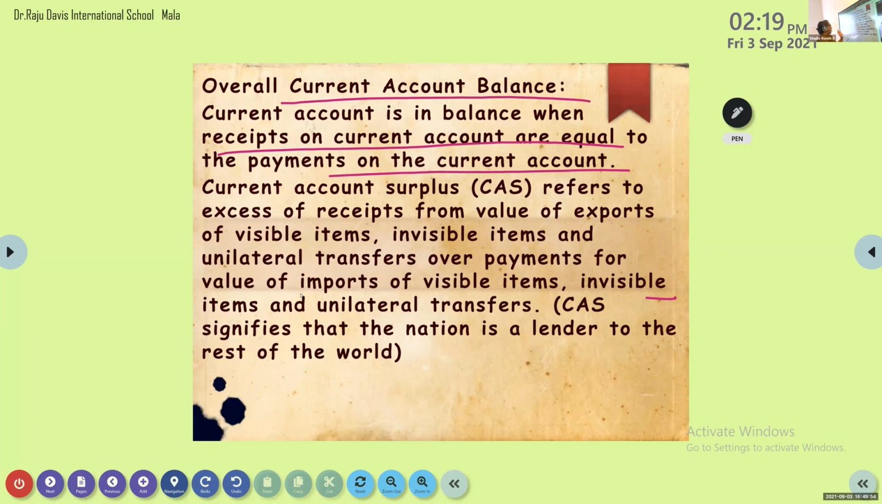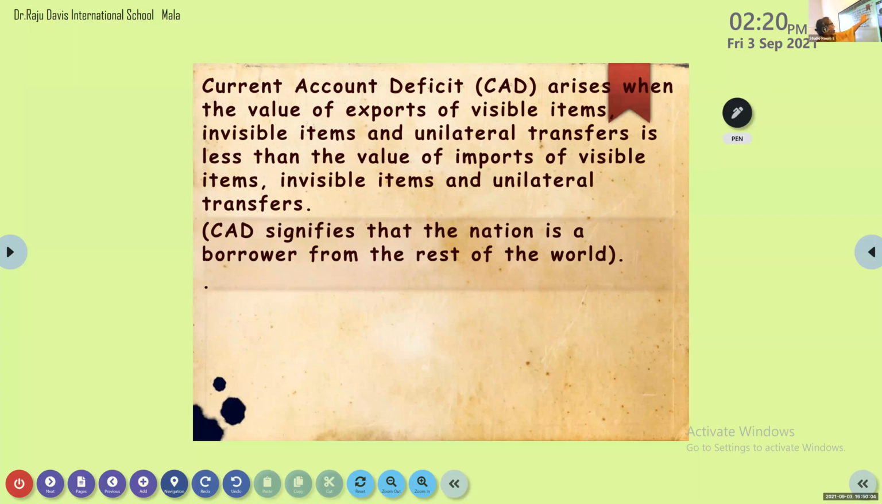Now next one is CAD, that is current account deficit. Current account deficit in the sense the value of exports will be less. Whatever we are receiving, receipts will be less than the payments. So the value of all the exports of visible item, invisible item, unilateral transfers will be less than the value of imports of visible item, invisible item and unilateral transfers. So here you can see the current account takes all three things into consideration, but balance of trade takes only one thing, that is visible goods. Okay, so when will we have current account deficit?